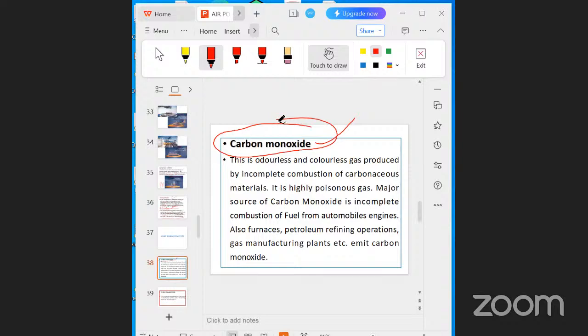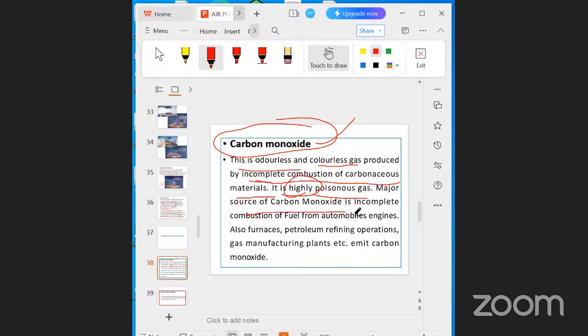Carbon monoxide, it means incomplete, right? This is an odorless and colorless gas. It is produced by incomplete combustion of carbonaceous material. So it is a highly poisonous gas, right? Highly, remember this, highly poisonous gas.